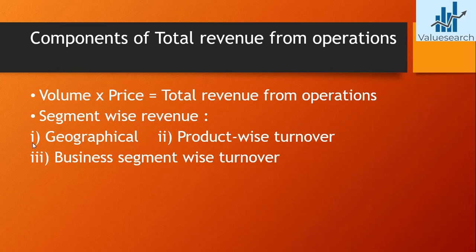Now, let us look at what the components of total revenue from operations are and how you can classify and analyze it based on various parameters. Total revenue from operations is equal to volume of sales into price of goods or services sold or rendered. You can split or classify the revenue in a geographical manner, meaning geography-wise the revenue may be segmented. Secondly, it can be product-wise: if a company sells various products, the revenue segment will include turnover from various products sold.